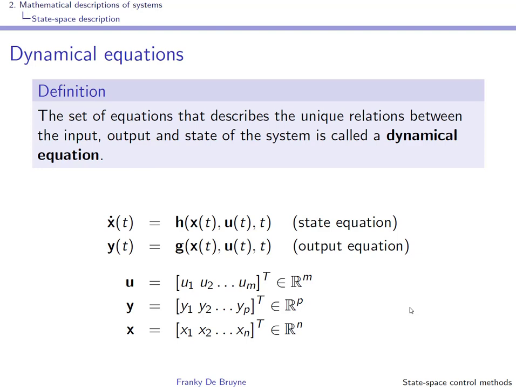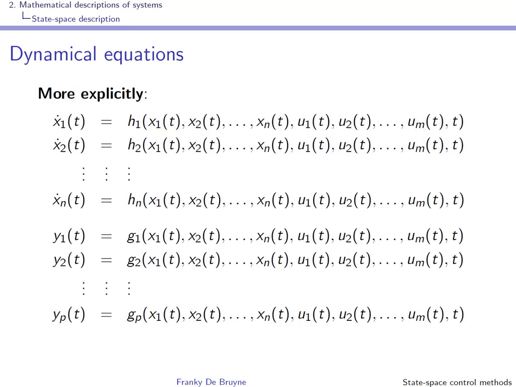So remember that this state space description is for a system that is multivariable. One other way to describe it is as follows, and here you can see the n state equations, right? And here you can see the p output equations, and remember that the functions h1 to hn are non-linear, and the functions g1 to gp are also non-linear in the general case.